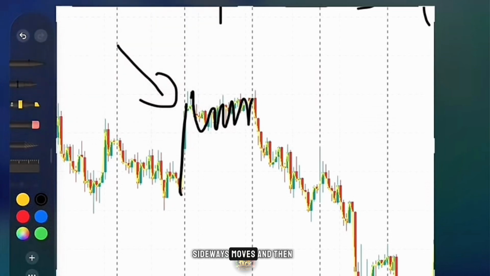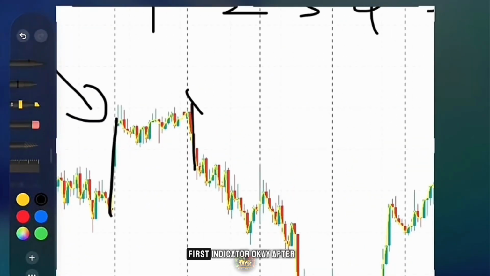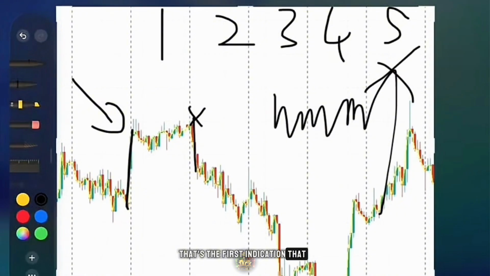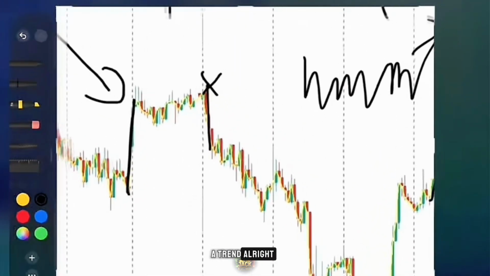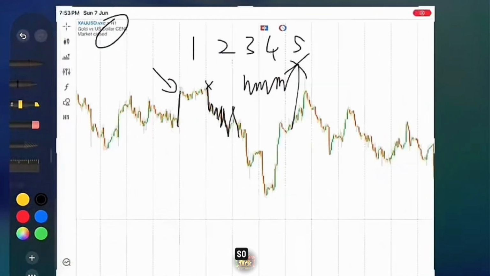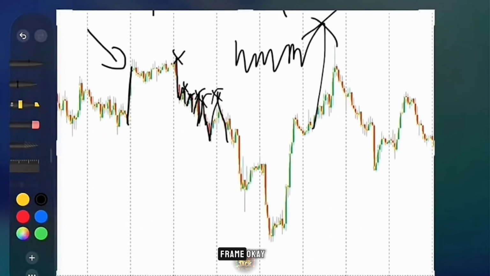On the first day the market was in a sideways move, as you can see here. Then on day 2, after doing sideways, the market decided to dump down. First indicator: after a sideways move, if it does this, that's the first indication that the market is going on a trend. Price keeps pushing down, up, down, up, down until here, and then pushed up again, and we pushed down on day 3. This shows that the market is basically pushing down on the higher time frame.